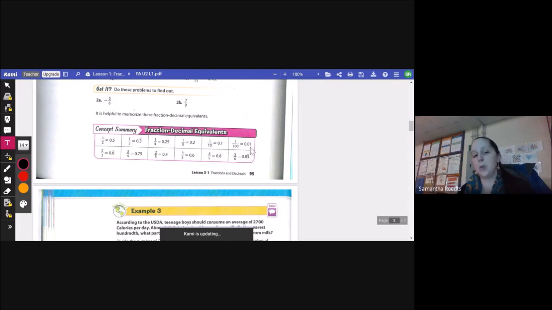1/100th is 0.01. 2/3 is 0.6 repeating. 3/4 is 0.75. 2/5 is 0.4. 3/5 is 0.6. 4/5 is 0.8. And 5/6 is 0.83, where the 3 repeats.